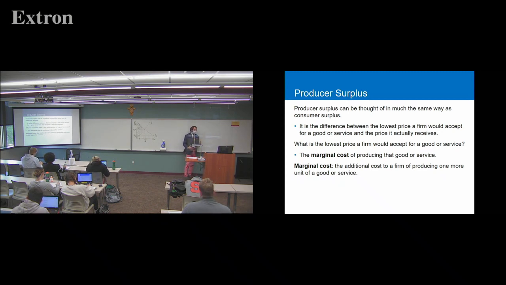So this lowest price they're going to be willing to accept is the marginal cost of producing that good or service. Again, remember, firms don't want to lose money. So if they can't make the money back on that product, they're not going to be willing to sell it. So that marginal cost is going to be the lowest they'll accept for a good or service. So the producer surplus is going to be the difference between the price they actually receive and the lowest they're willing to charge.